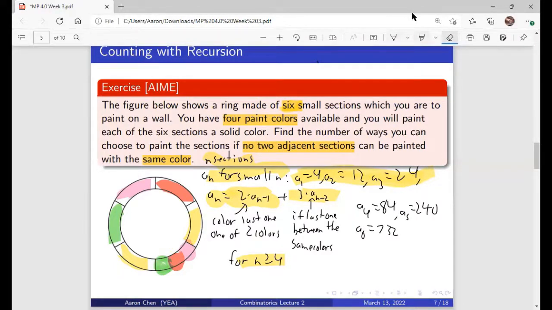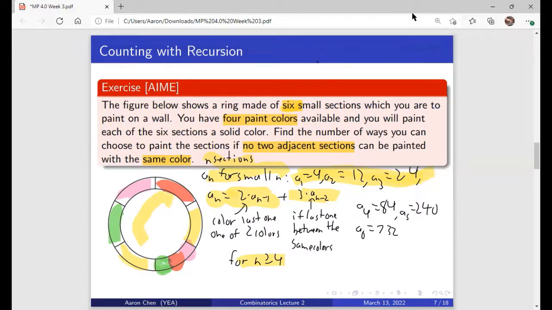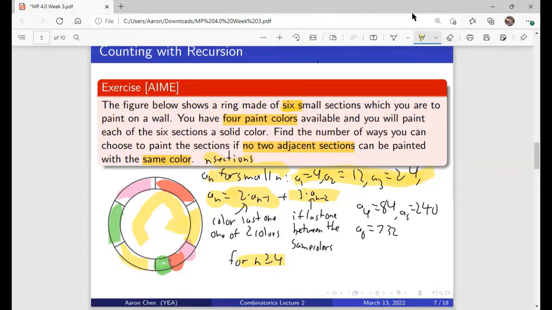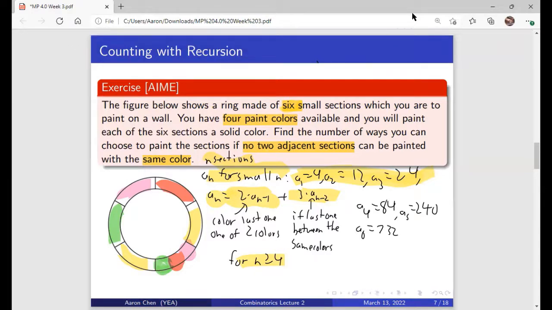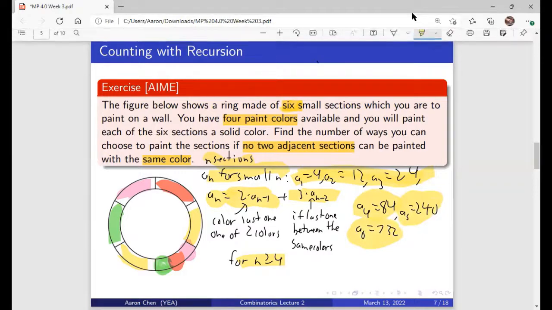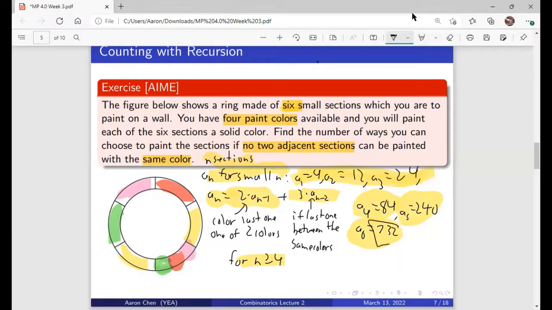And at the same time, there's a_n ways, because after that, this one would have to be this. So, yep. And so after that, we can just start bashing it out. And so a4 is 84, a5 is 240, and a6 is 732. And so that's our answer, 732.